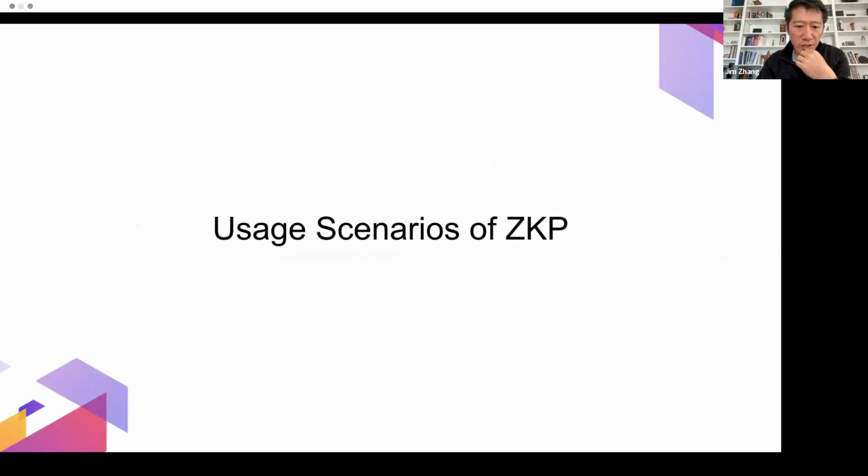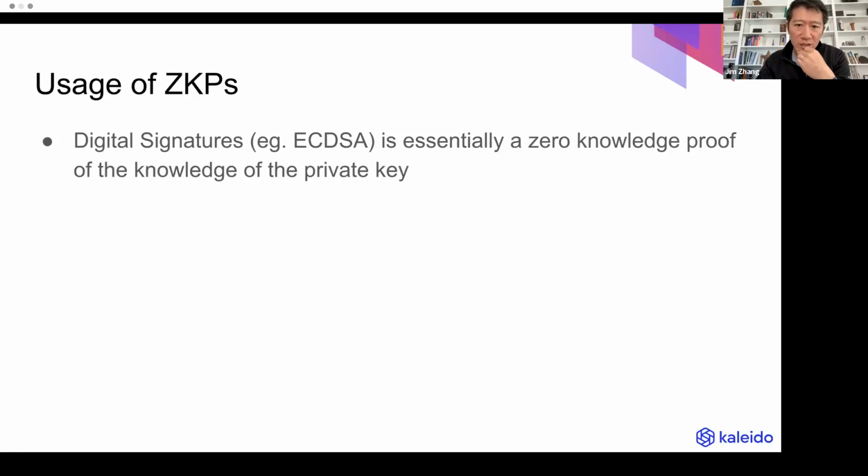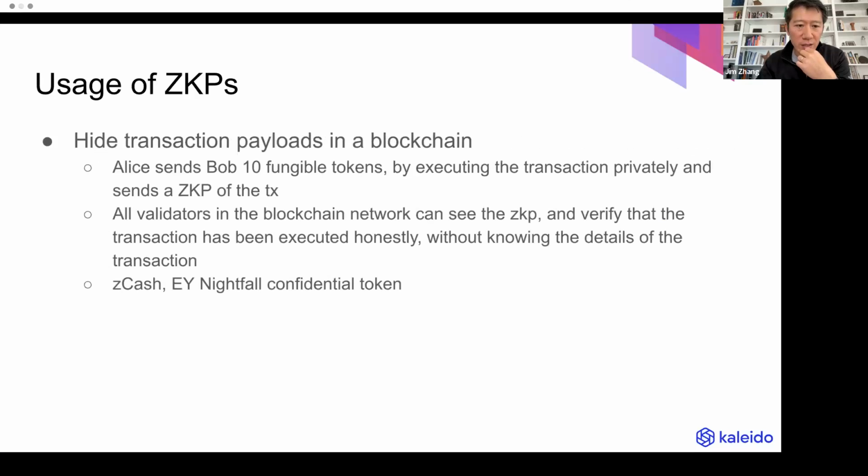The kinds of scenarios that you can use ZKP for: we already said public key signature, that's one scenario. If you want to hide transaction payloads in blockchain, say Jim has $1,000 and is transferring 10 to Nick. This is a transaction. If you send it to Ethereum, everybody knows your balance and how much you're transferring to Nick. If you want to hide all that, you can do this transaction off-chain and then give the transaction payload itself to the blockchain in the form of a zero-knowledge proof, so that all the nodes in the blockchain can validate that this proof represents correct calculations, but nobody knows what the input to the calculation is. Zcash or Nightfall confidential token is applying this technique.